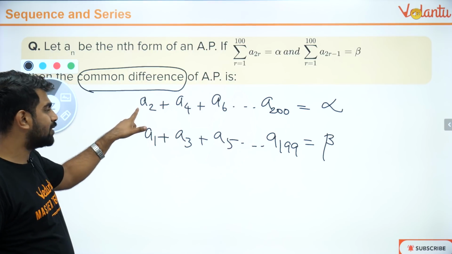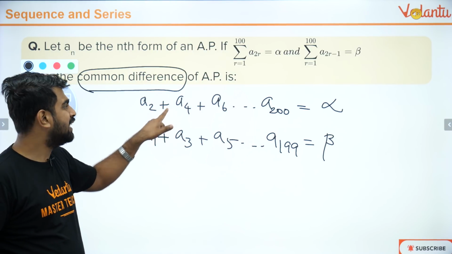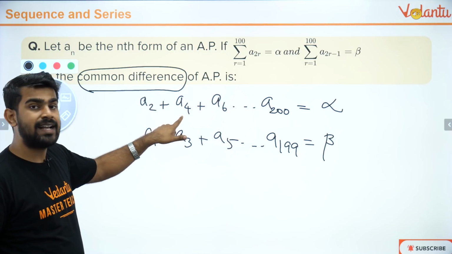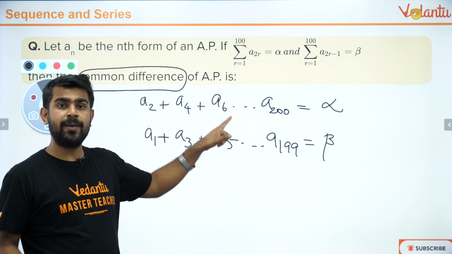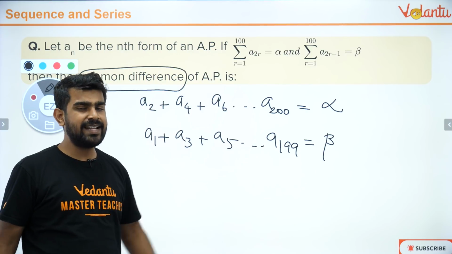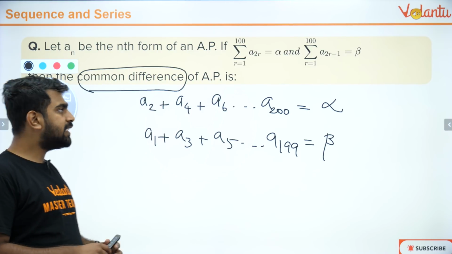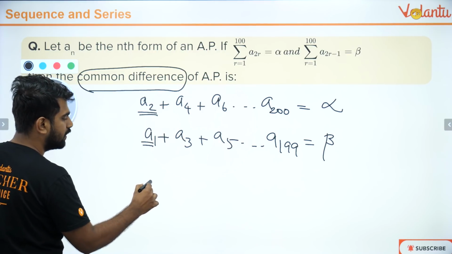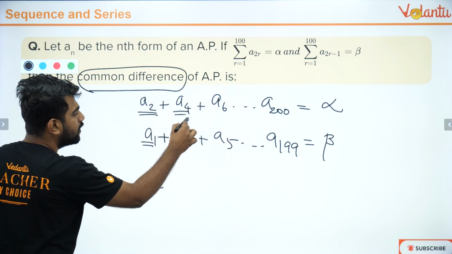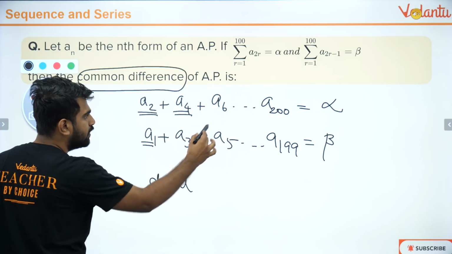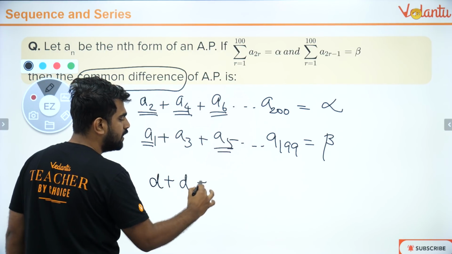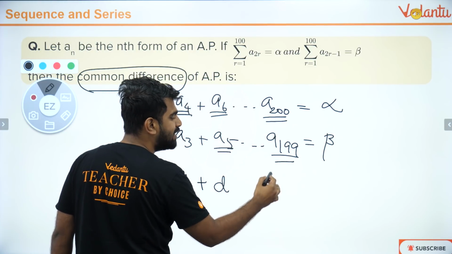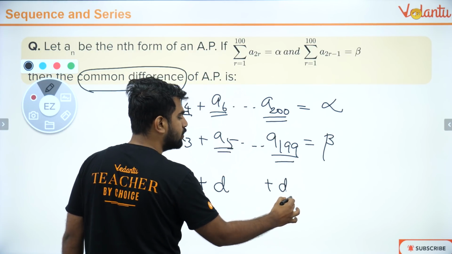Some of you might try to write A1 as A, then A2 as A plus D, and then A4 as A plus 3D, A6 as A plus 5D, and so on. It will take a lot of time to solve. Instead, if you observe one thing, what is A2 minus A1? It is D. A4 minus A3? It is D. A6 minus A5? That is also D. And all the way up to A200 minus A199, that is also D.